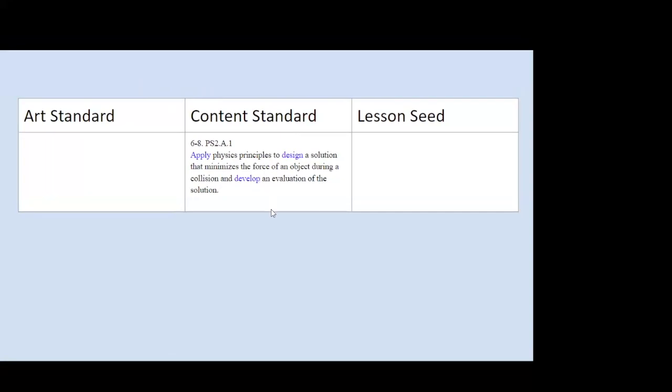So I found this content standard: apply physics principles to design a solution that minimizes the force of an object during a collision and develop an evaluation of the solution. Notice that I have highlighted all of the verbs, and I like to make content verbs blue and arts verbs red. You'll see in a moment how the visual can help us create the big lesson seed standard. Just out of curiosity, you can either unmute or type in the chat: off the top of your head, what arts area do you think this would work well with? There is no wrong answer.